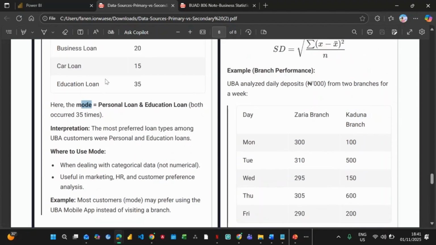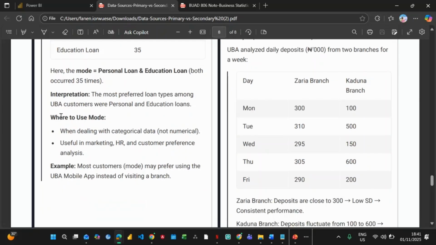For the interpretation, you can see here the personal loan and the education loan both occur 35 times. It means that the most preferred loan types among UBA customers were personal and education loans. Simple. You use this when you are dealing with categorical data, not numerical data. It is useful in marketing, HR, customer preference analysis, and all that.